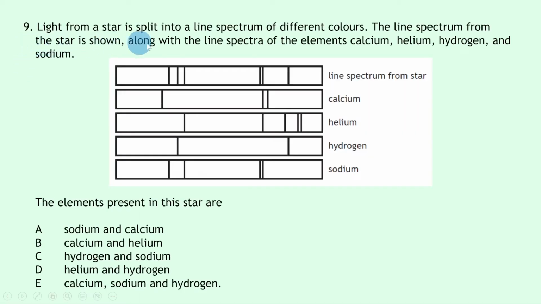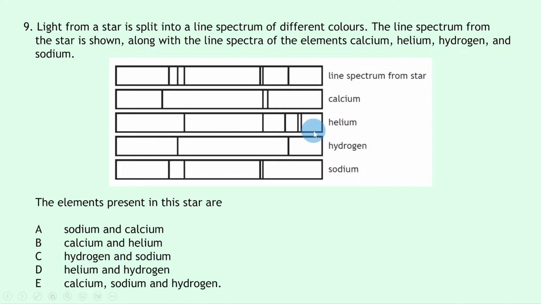Question 9 says light from a star is split into a line spectrum of different colours. The line spectrum from the star is shown, along with the line spectra of the elements calcium, helium, hydrogen and sodium. So you see we've got the line spectrum from the star at the top, and then we've got the line spectra for all the different elements below it. It says the elements present in this star are sodium and calcium, calcium and helium, hydrogen and sodium, helium and hydrogen, or calcium, sodium and hydrogen.